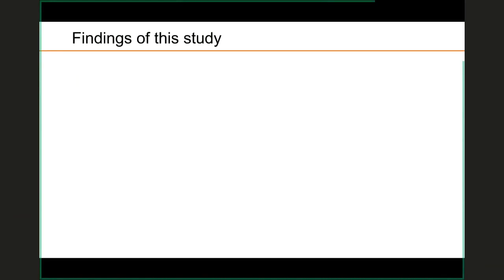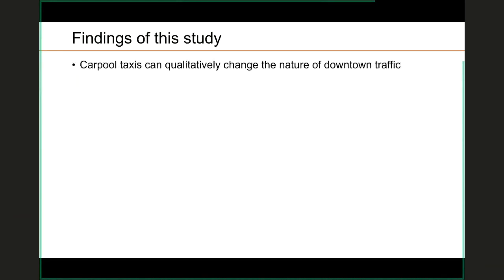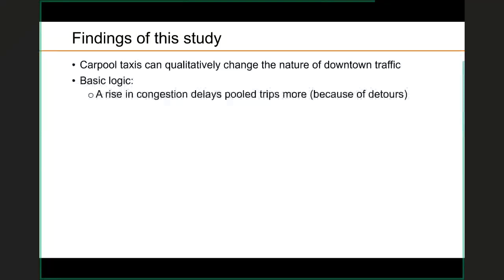So the findings of the study is that, like I said, carpool taxis or pooled ride hailing can qualitatively change the nature of downtown traffic. And the basic logic behind this result is that a rise in congestion delays pooled trips more because of detours.